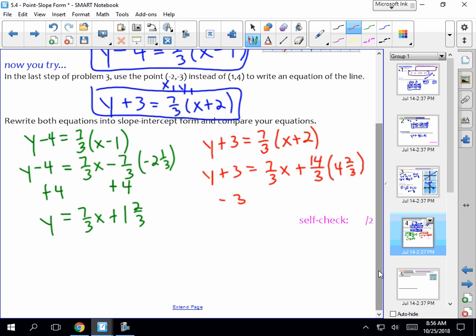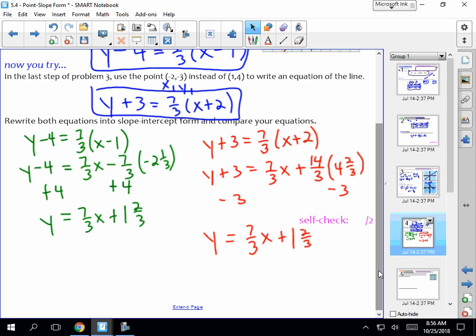Subtract 3 from each side. So if I subtract 3 from 4 2/3, guess what I get? A wild guess. Yeah, 1 2/3, okay? So I wasn't lying to you. You get the same equation, whether you use the (1, 4) or the (-2, -3). So I wanted you to see that so that hopefully it'll help you remember that it doesn't matter. I'm sure somebody will probably still ask me, does it matter which point I use? That's just a point back to the Christmas problem.